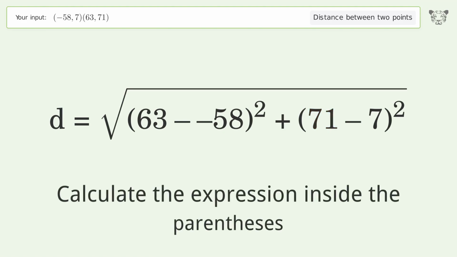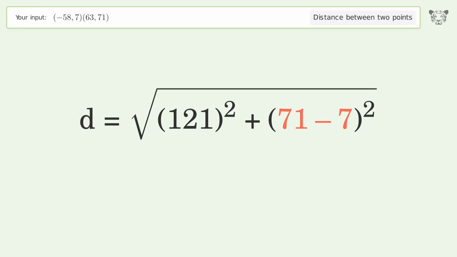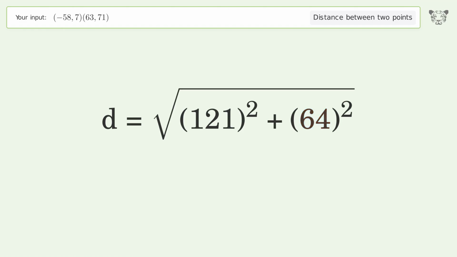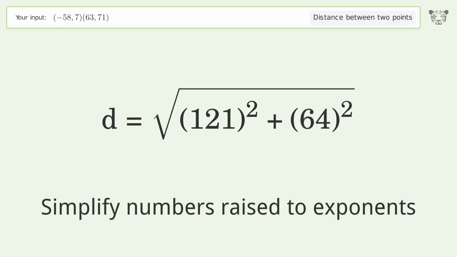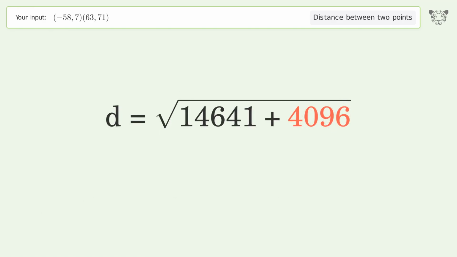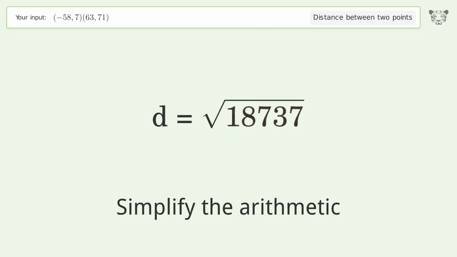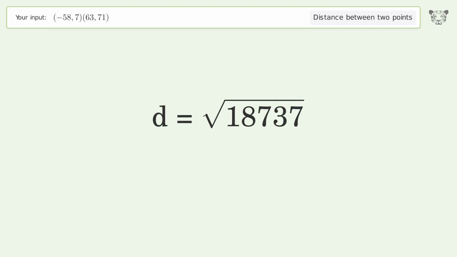Calculate the expression inside the parentheses. Simplify numbers raised to exponents. Simplify the arithmetic. And so the distance between the 2 points is the square root of 18,737, or 136.883.